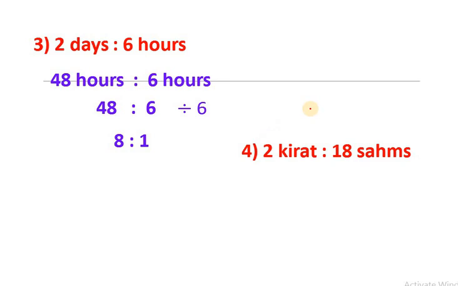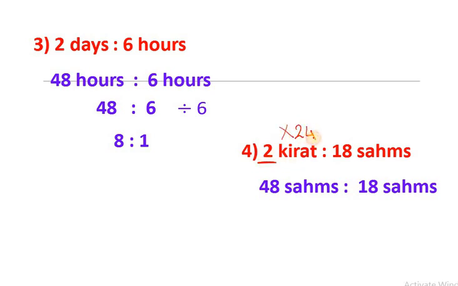Qirat and Sahm. What we said before is that Qirat is greater than Sahm. So I need to convert Qirat to Sahm. I will multiply the Qirat only by 24, because I want to convert Qirat to Sahm. So 2 times 24, the answer will be 48, and then 48 to 18, using table 6, 48 divided by 6 is 8, and 18 divided by 6 is 3. So 2 Qirat to 18 Sahm, the ratio between them is 8 to 3.